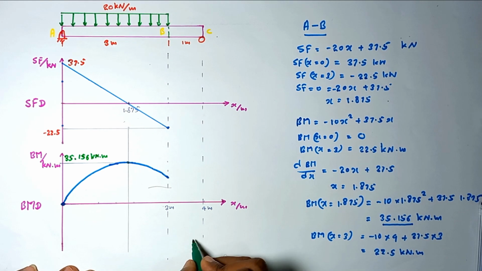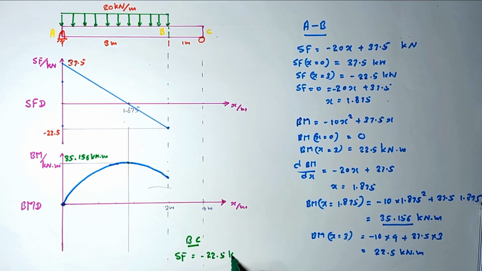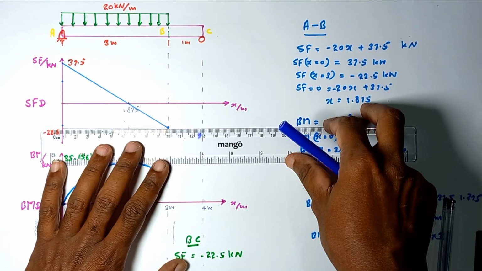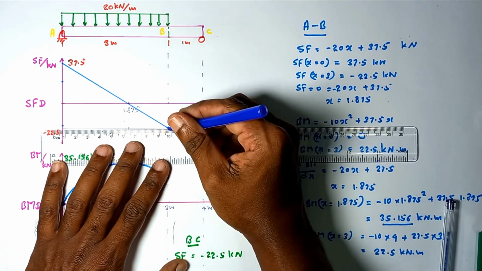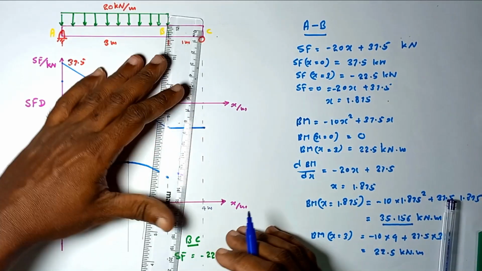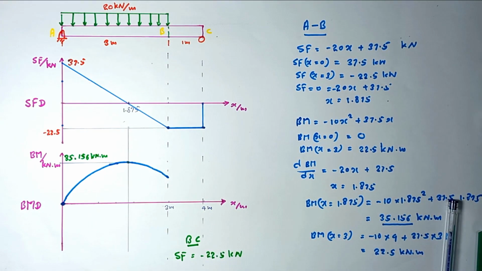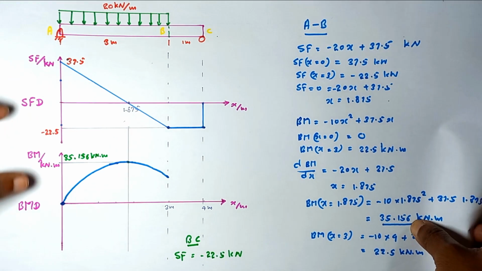Okay, B to C region. In B to C region, the shear force equation is equal minus 22.5 kilonewton, the constant value. So then you can easily draw that one, constant value. Then it goes to 0 at this free end. Okay, this is the shear force curve. This is the complete shear force curve. Okay, then what is the bending moment? Okay, let's draw the bending moment also.